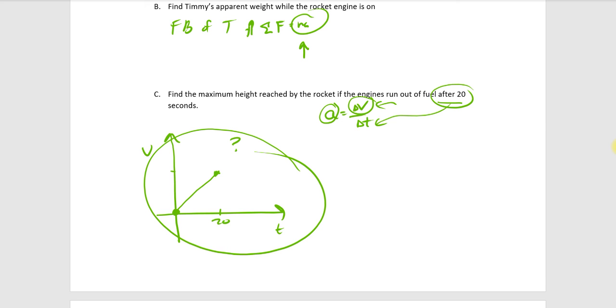And then when it says find the maximum height, that's a displacement, and hopefully we remember by now what property of that graph is going to tell us that. So hopefully that'll get you through that problem.